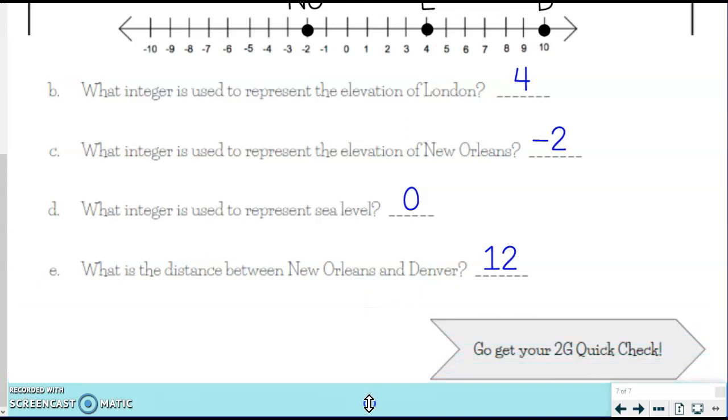Okay? So, feel free to go back and take a look at something, but otherwise you have a quick check to go get in the black hanging pockets in the back. You can do it.